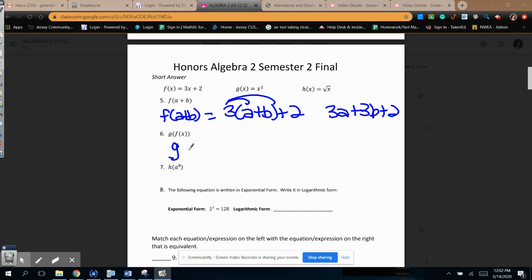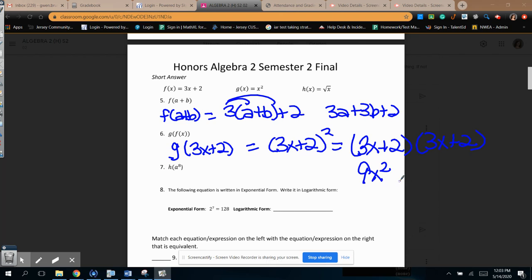G of f of x means you take the 3x plus 2 and you plug it into function g where the x was, which means you will double distribute the 3x plus 2. Do not tell me that's 9x squared plus 4. If you did, I'm going to really get you on that next year in Algebra 3. 3x plus 2 times 3x plus 2, double distribute: 9x squared plus 6x plus 12x plus 4.